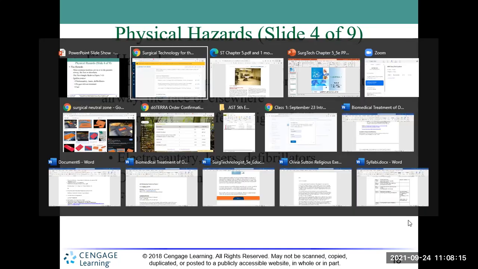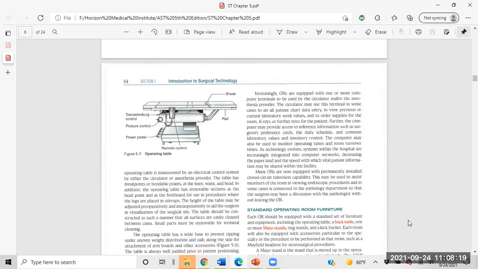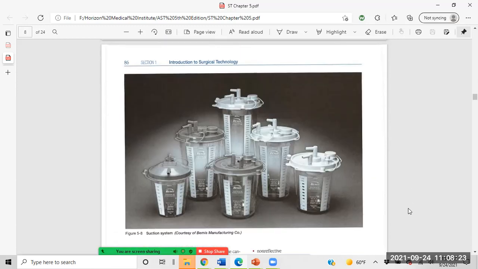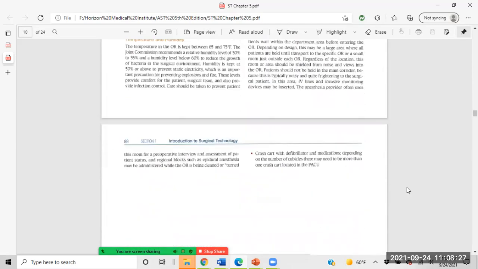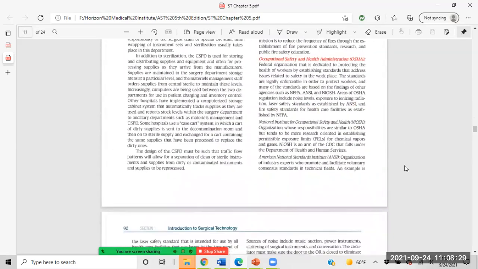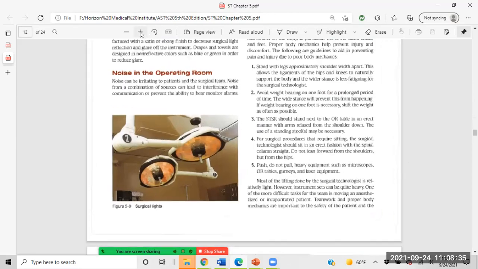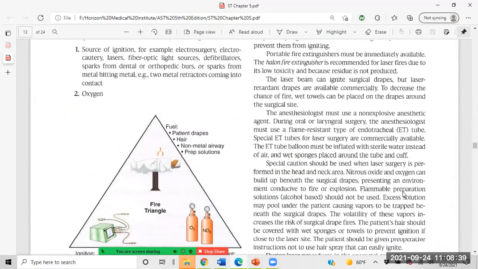I'm going to switch back over to the book really quick because I'm going to show you this fire triangle I want to talk about. There's all the suction canisters that it shows in your book. Get down to there's your surgical lights. Let me make this page a little bit bigger for us. There's the fire triangle.